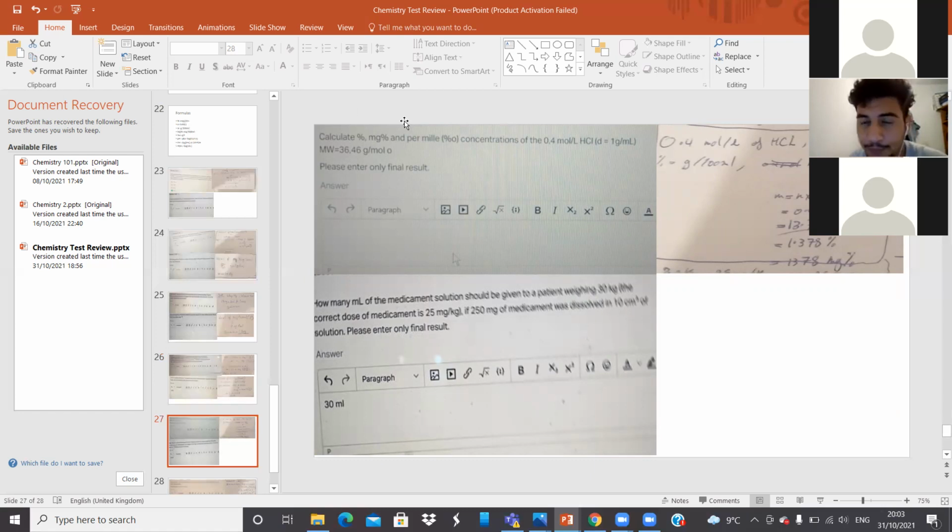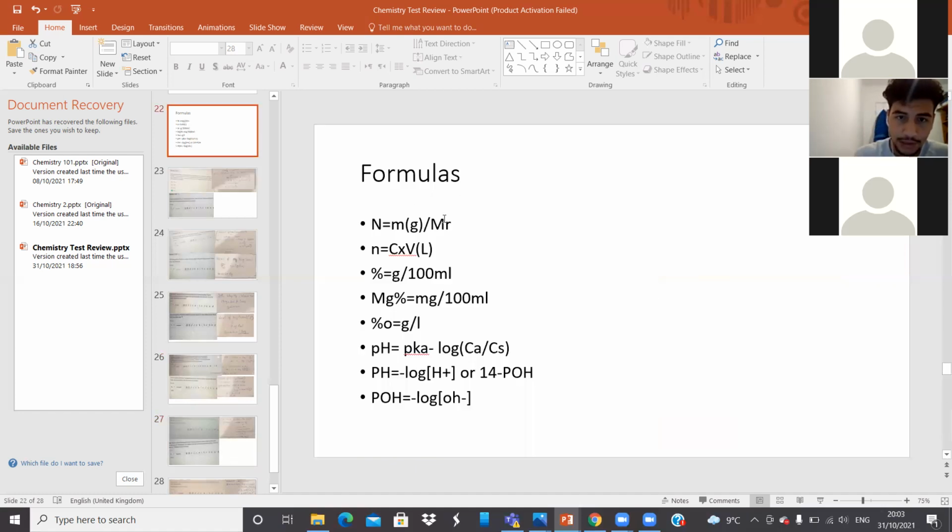Okay, so this is a new one. It says calculate the percentage, milligram percentage, and per mille concentration of the 0.4 molar hydrochloric acid, and then it gives us the molecular weight of hydrochloric acid. The way to do this, we need to use this equation: n equals m over Mr.